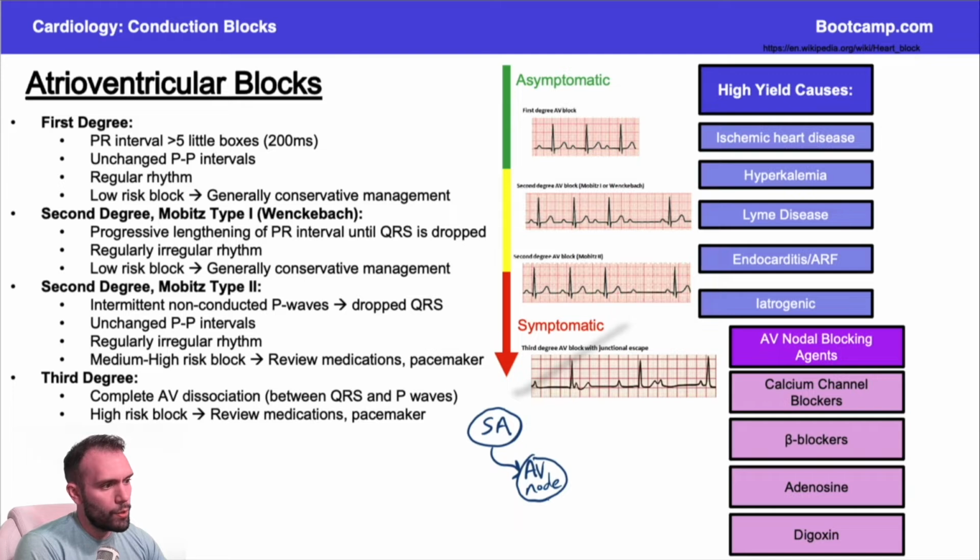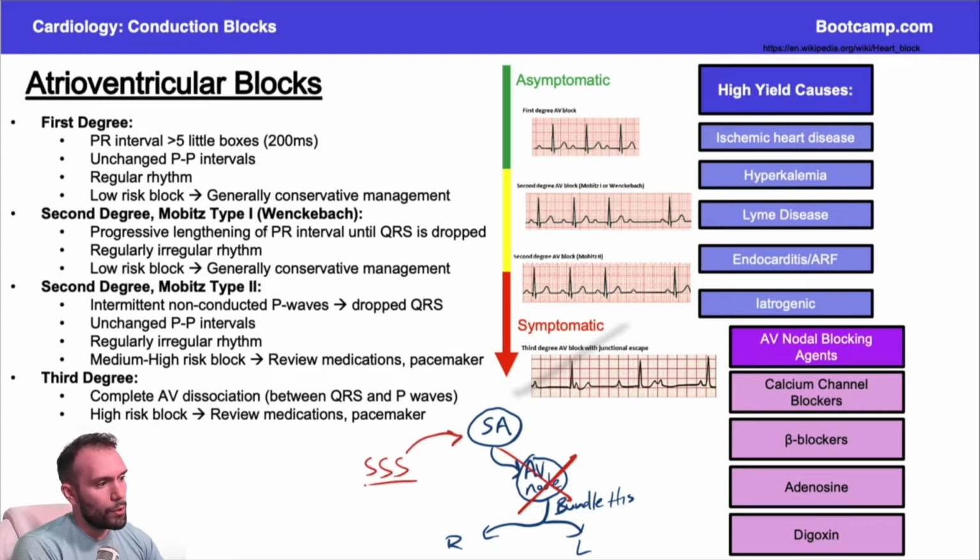And then the AV node is going to send that signal through the bundle, and then this is eventually going to go to the right branch and the left branch. Remember, there's going to be more details with that, but essentially we're talking about blocks on this slide that are happening here at the level of the AV node. Remember, if there's dysfunction at the SA node, this is typically going to present with your classic sick sinus syndrome, okay? And we'll talk about that in a moment and how that relates to the third degree AV block. But in general, in this slide, we're talking about blocks at the level of the AV node.